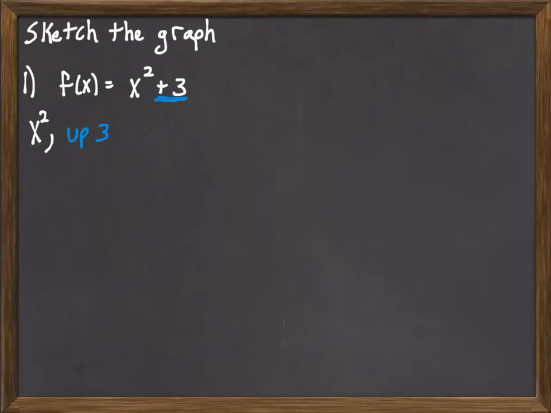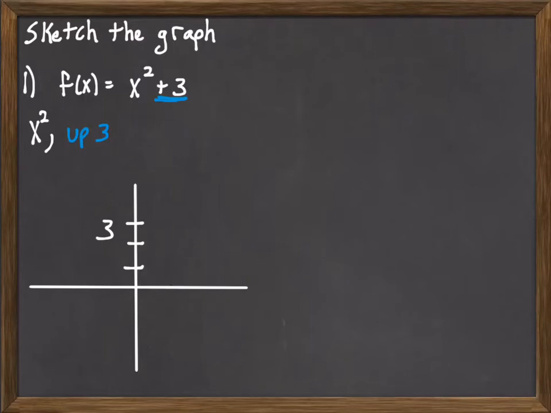Once we recognize what change has been done to the graph, we can go ahead and draw our axes. Since it's up 3, I went ahead and moved 3 marks up on my graph. And now it's the U-shaped graph. We're taking our 0, 0 point, which is the bottom of the graph, and we're going to move it up 3 units. And then we just draw the graph in. So it's as simple as that. You just have to recognize the change, remember the type of graph, and then go ahead and graph it.